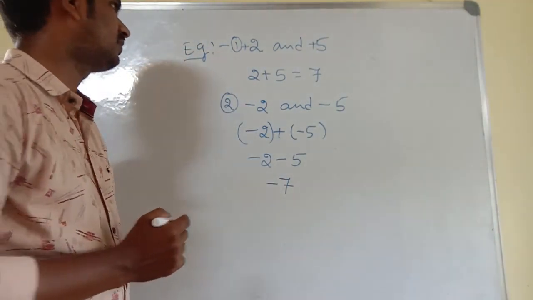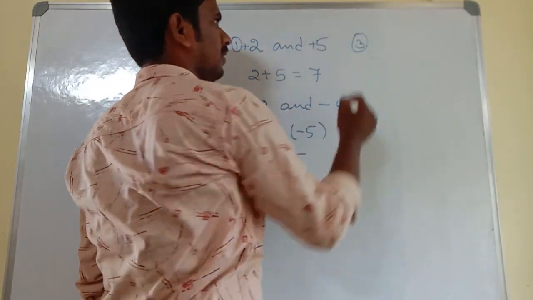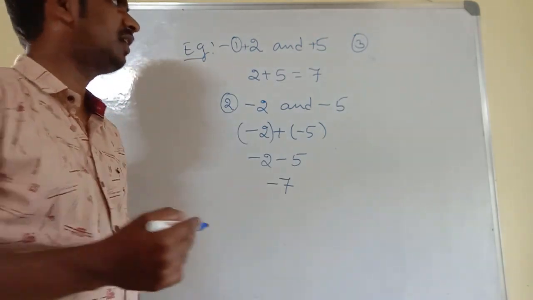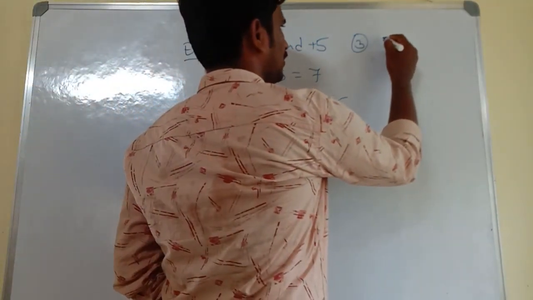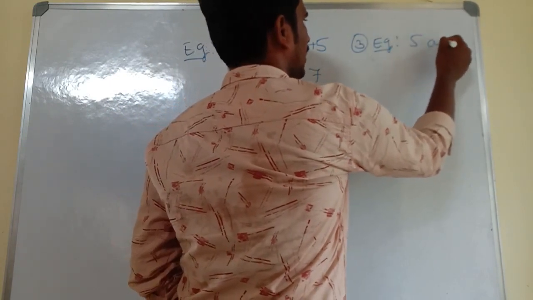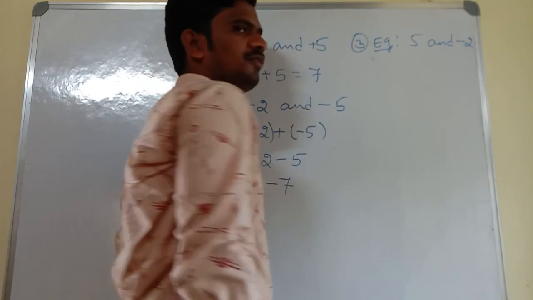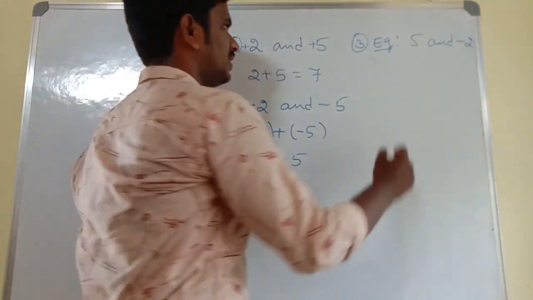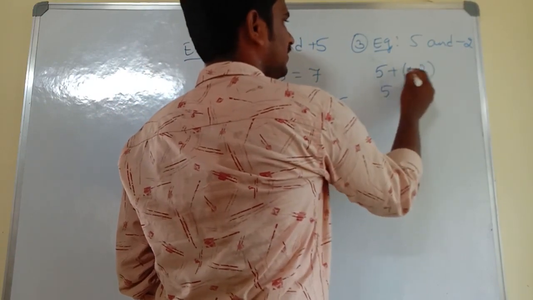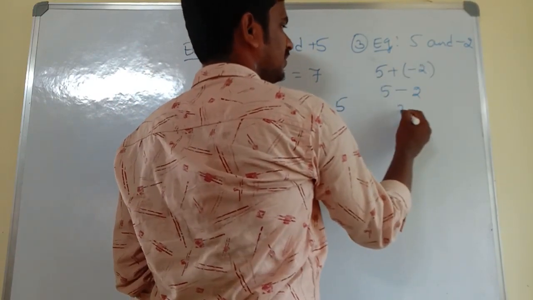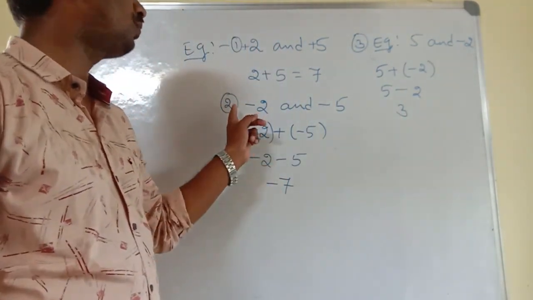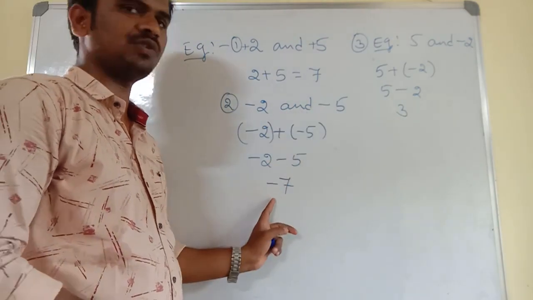Then the third case. In the first case I took two positive integers, in the second case two negative integers. In the third case I will take one positive and one negative, that is 5 and -2. What about their sum? 5 plus -2. 5 minus 2 is 3. This is positive. When two integers are negative, their sum is also negative.